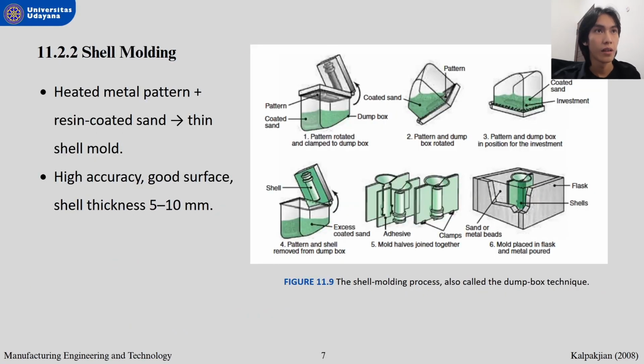Next, shell molding. Shell molding uses a heated metal pattern and resin-coated sand to form a thin, high-precision mold. It produces better surface quality and accuracy than traditional sand casting. So figure 11.9 is better than traditional sand casting.